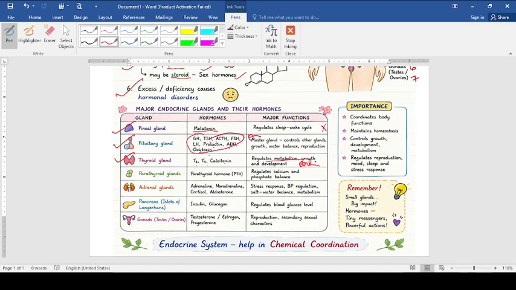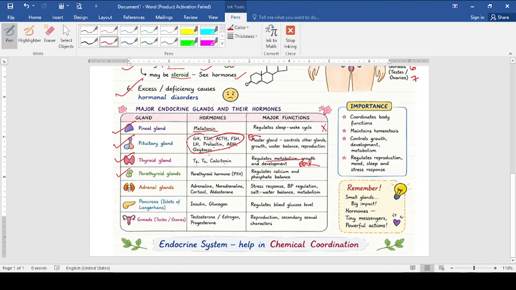Okay. Next is the parathyroid gland. As I told, these are four small glands located at the corners of the thyroid gland. It releases PTH, full form parathyroid hormone, or parathormone. Now, it regulates calcium and phosphate balance in the body and the blood.